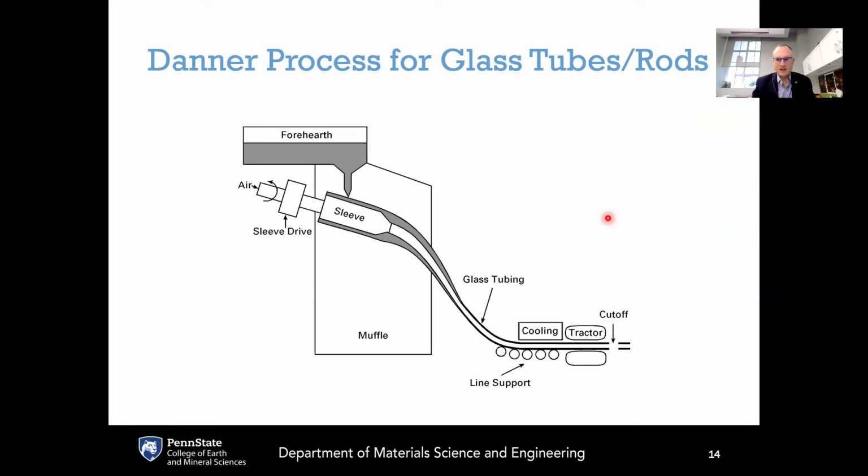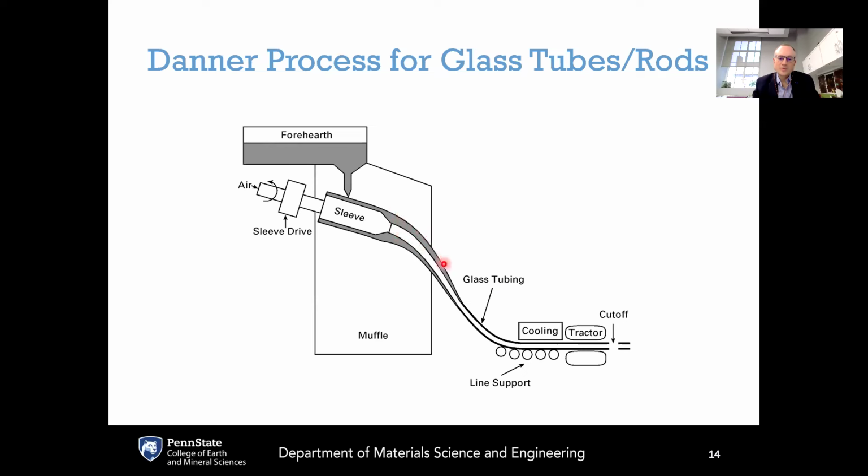There are two kind of related processes for making glass tubing and glass rods called the Danner process and the Vello process. With the Danner process here, the molten glass is delivered from the forehearth and it is poured onto this sleeve. The sleeve is rotating such that the molten glass completely covers the sleeve. And then there is air that gets blown into this, and then the glass gets pulled down across the sleeve with air blowing through it. And the more air that blows through it, the more that the tubing opens up to get a greater inner diameter to the glass tubing.